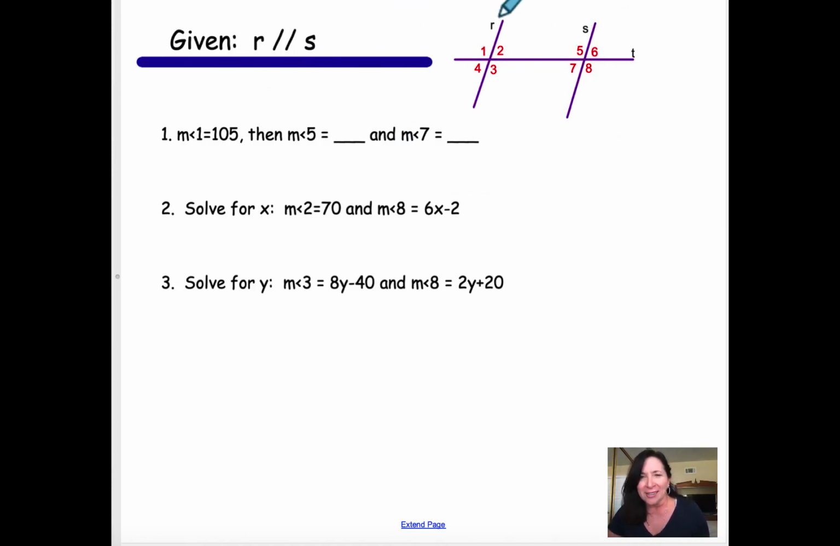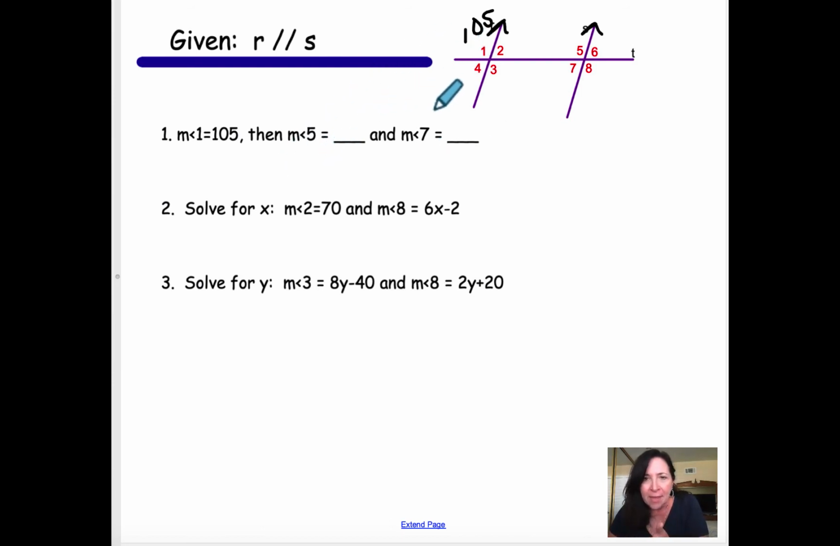Okay. R is parallel to S. Okay, so that's super fun. Now we have all these super fun things that happen. If angle 1 is 105, then I'm just going to put all these values in, right? I know that, what am I trying to find?